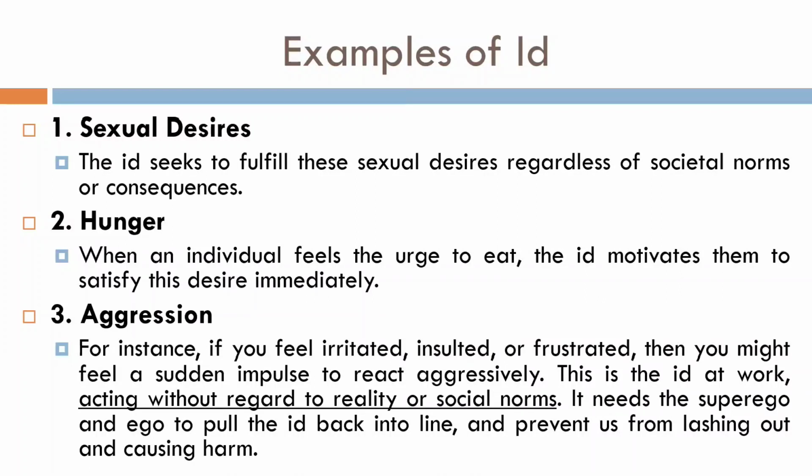Examples of id in behavior: sexual desire is considered id, which is regardless of societal norms and consequences. Hunger also. Aggression, for instance, if you feel irritated, insulted or frustrated, then you might feel a sudden impulse to react aggressively. This is the id working. Acting without regard for reality or social norms is the characteristic of aggression. But the superego pulls back your aggressive impulses and prevents you from lashing out or causing harm.